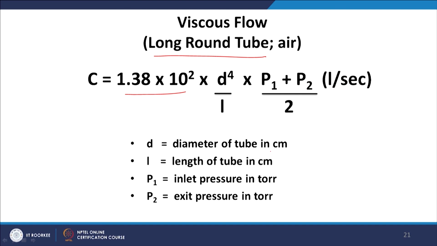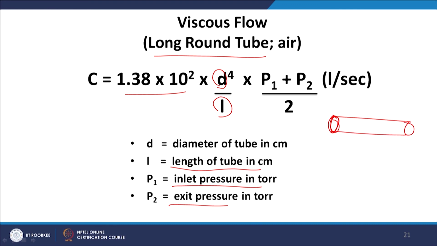Here d is the diameter of the tube in centimeter, L is the length of the tube, P1 is the inlet pressure and P2 is the exit pressure. So, basically if I have a long round tube like this, and the diameter here is d and the length is L.